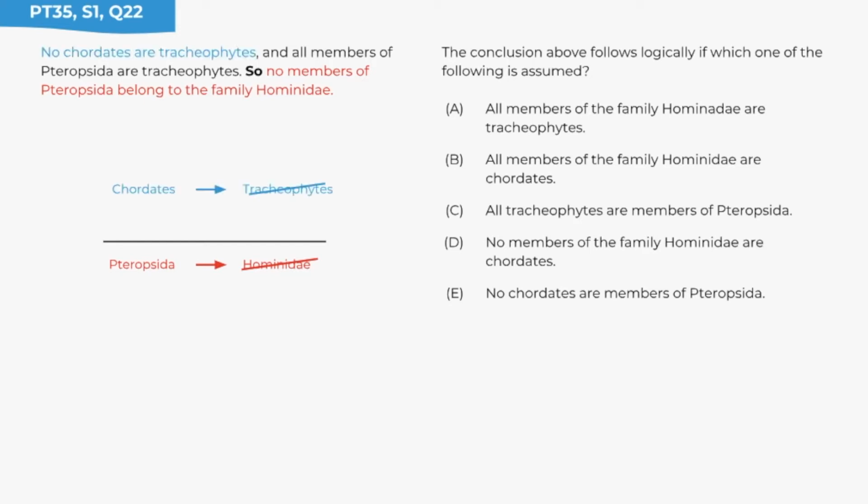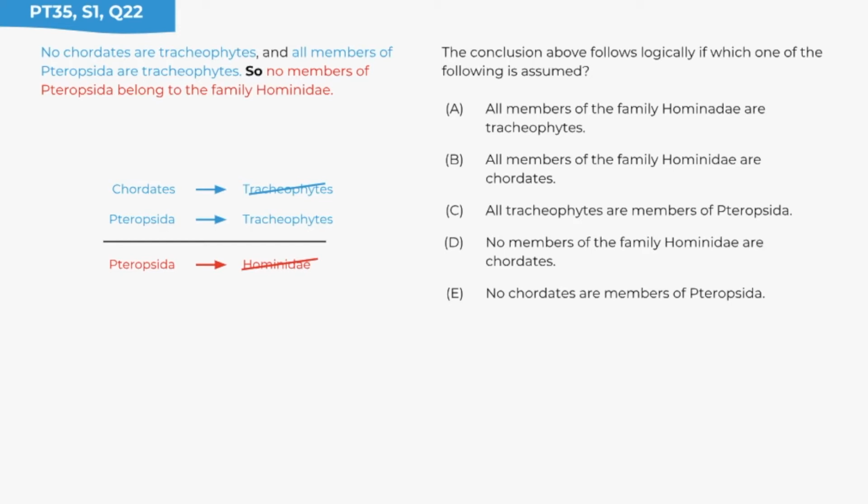If we look at the evidence, the first premise is that no chordates are tracheophytes. And we can say that if something is a chordate, then it is not a tracheophyte. And then second, we know that all members of Pteropsida are tracheophytes. So if Pteropsida, then tracheophyte.